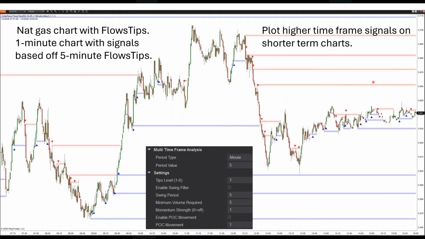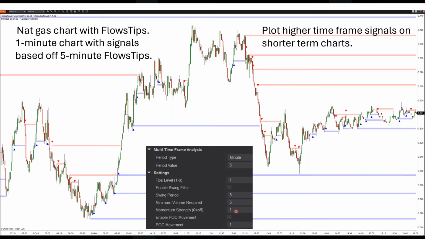Okay, so in that case, now this is using a 5-minute chart. And again, you could hone in on what you think is a good chart. It doesn't have to be 5 minutes. It could be 3 minutes, it could be 7 minutes, 10 minutes. But if I'm using a higher time frame chart, I tend to keep tips level set at 1 and momentum strength either off or at 1.